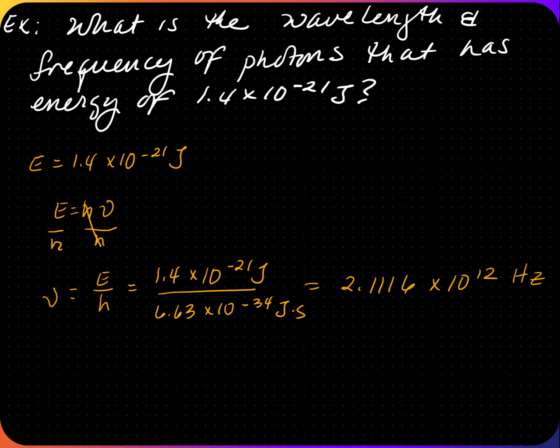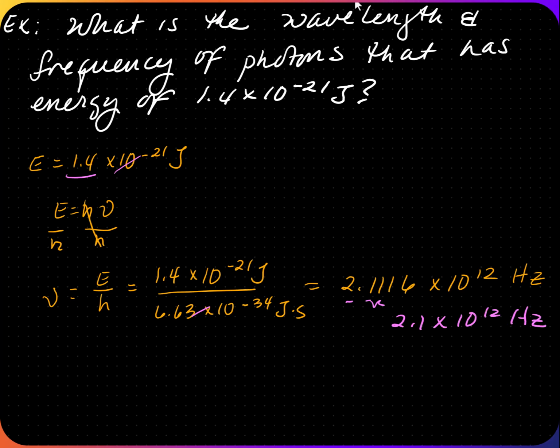So if I do sig figs for this, there's only 2 sig figs because energy has 2. This is an exponent that doesn't count, and h doesn't count, so this is 2. 1, 2, I look 1 to the right, so 2.1 times 10 to the 12th hertz.